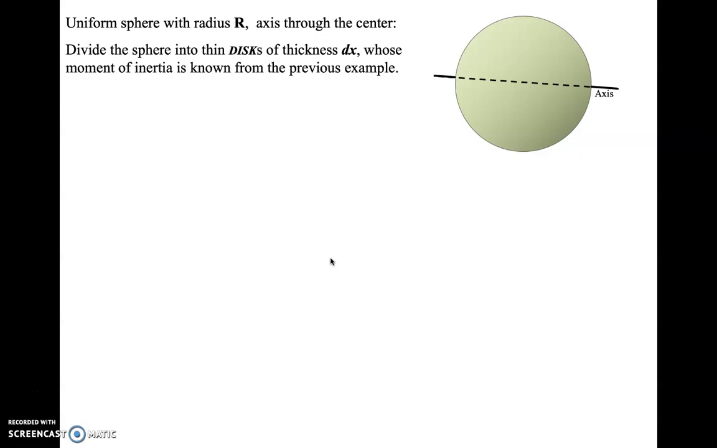And we're going to divide that sphere up into thin disks of some thickness dx, whose moment of inertia is known from the previous example. Remember, if I just let the cylinder get thinner and thinner, or shorter and shorter, it could end up having a very small thickness dx, and the moment is still 1/2 of the mass times the radius of that disk squared.